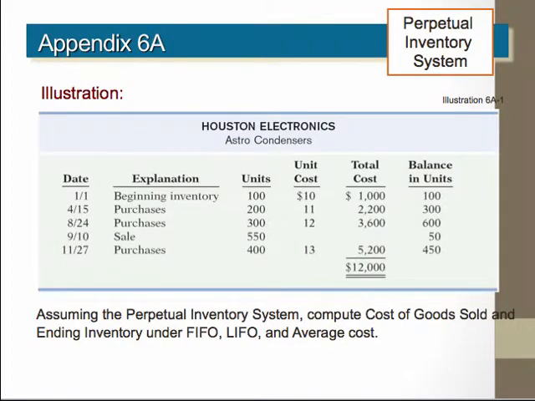So let's take a look, as we mentioned before, at the difference between periodic and perpetual inventories. Very similar to before, where we showed that Houston Electronics had $12,000 in goods available for sale. But now we show the dates of the transactions of the beginning inventory, purchases, and sales. If the sale occurred in September, we would have to recalculate the FIFO, LIFO, and average inventories after each transaction. So let's take a look.